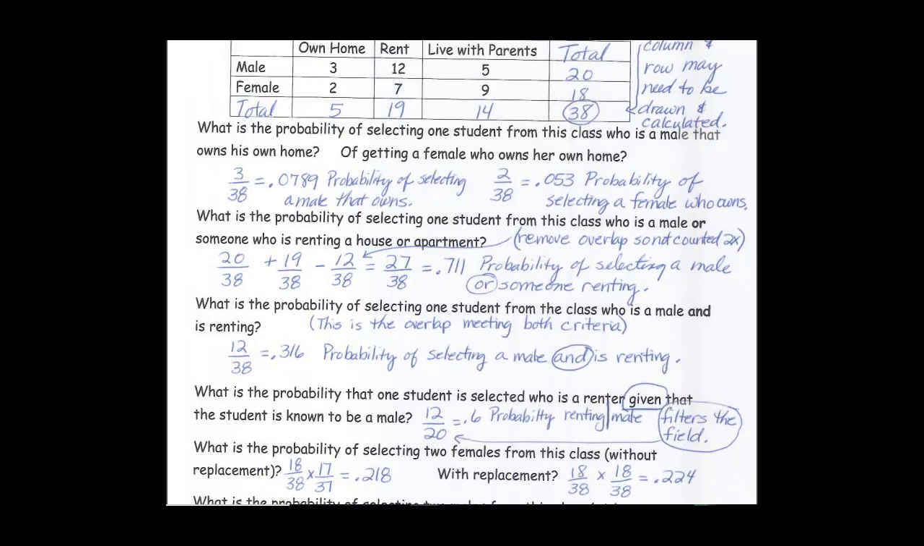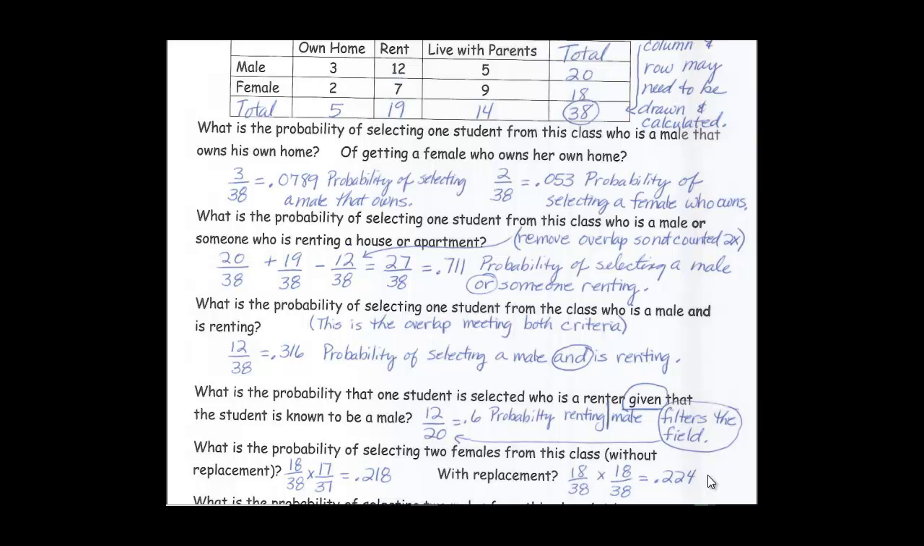What is the probability of selecting one student that is a renter given that the student is known to be a male? Now that's the key word that tells you we are looking at conditional probability. Another phrase would be if it is known that the person is a male. So we are going to just look at the row of males. We have a total of 20 males, and we want to know how many renters out of those males. So we have 12 out of 20 renters who are male. Again, that conditional probability filters the field.